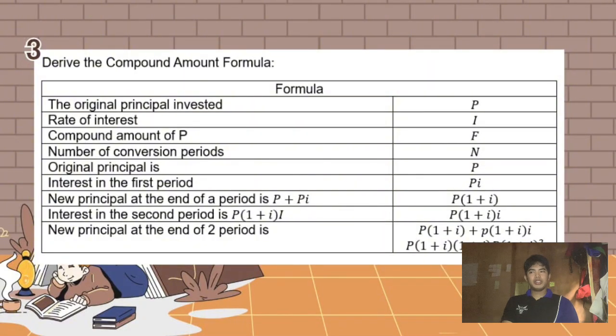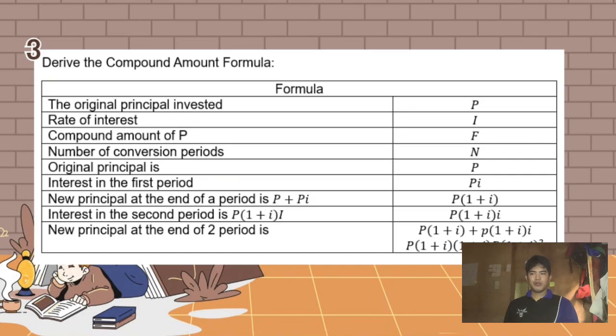So we have the original principal invested, P, rate of interest, I, compound amount of P, F, and the number of conversion periods, big letter N. The original principal is P. Interest in the first period is P times I. New principal at the end of the period is P plus P times I, or P times 1 plus I. Interest in the second period is P times 1 plus I times I.